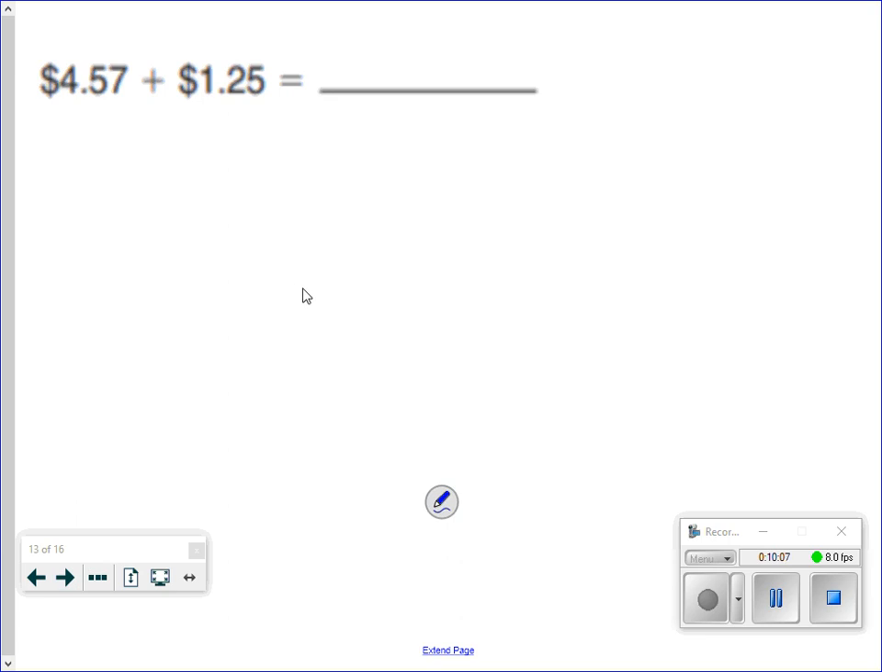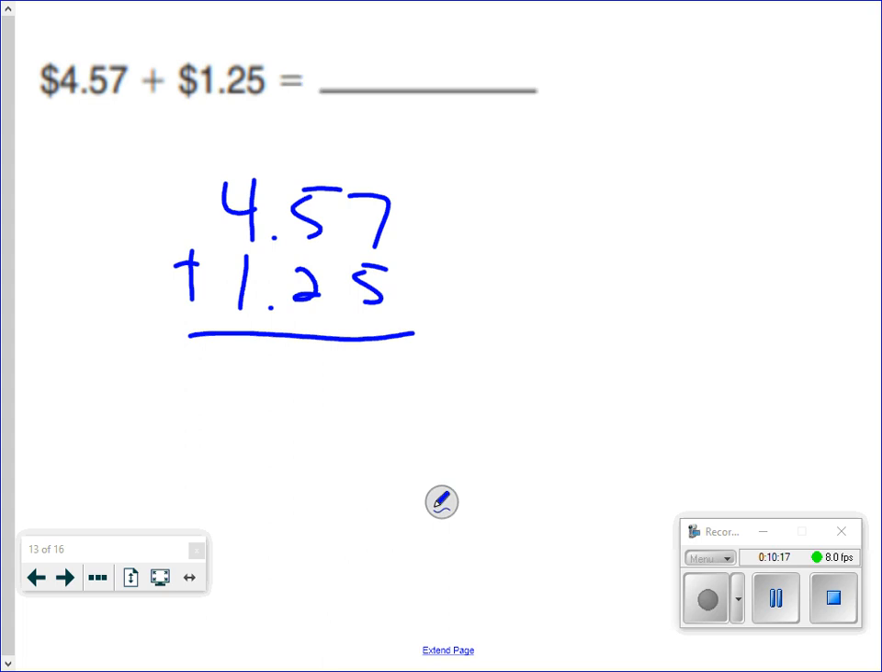Let's add these numbers up as a little practice. So we have 4.57, and I'm going to go through these quick so I may make a mistake. 1.25. I'm adding these numbers up. So I have 4 and 57 hundredths plus 1 and 25 hundredths. So let's go ahead and add these up. 7 plus 5 is 12. We have 1 plus 5 plus 2 is 8. 4 plus 1 is 5. My answer is 5 and 82 hundredths.